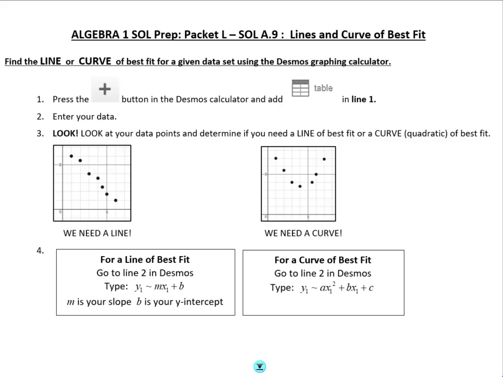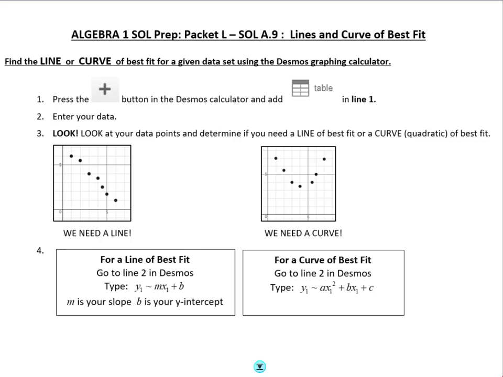In this video, we're going to take a look at lines and curves of best fit. To find a line or curve of best fit, you're going to have to use Desmos. First, you need to click the plus button and then click on Table. Then you can enter your data. The most important thing is to figure out whether your data looks like a line or a curve, quadratic.